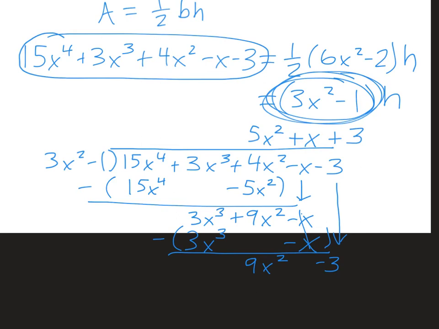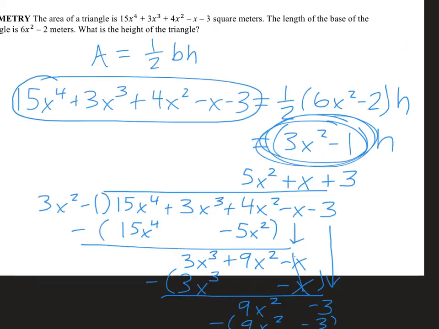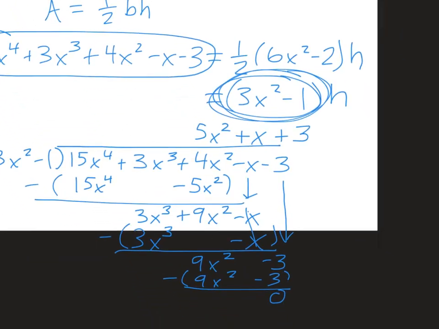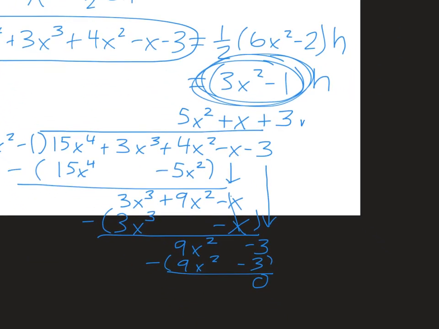Okay, multiply the 3 on top with the numbers on the bottom. 9x squared minus 3. Subtract. There is no remainder. So your answer is on the top. Do we have units? Let's check. The units are meters. Okay, that's it for this lesson.